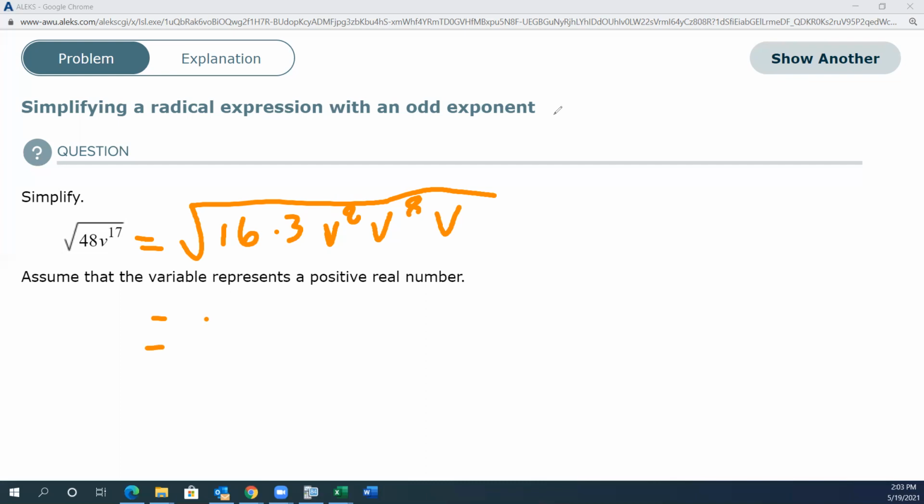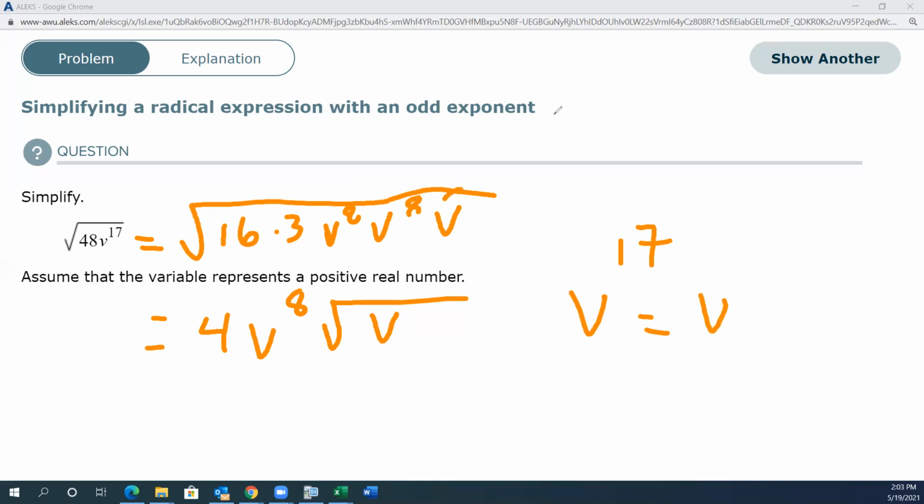So I get, there are 2 v to the 8ths in there, so I've got one group of v to the 8ths. And then there's this guy left over. And every time you've got an odd exponent there on a square root, you're going to have a variable left over. So what I did to break it down like this is I said, hey, v to the 17th, let's just do v to the 1st, like that. And then that v to the 16th, let's chop it in half.